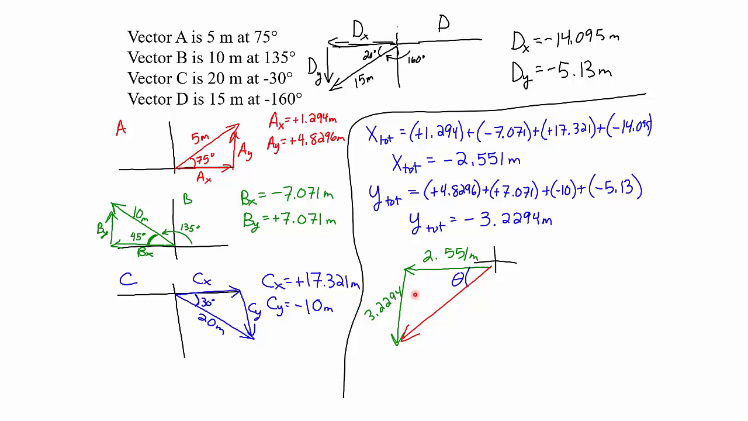And when I do this, I'm going to just use the size of these components. Squaring a negative makes it positive anyways, but here in this triangle, 2.551 meters to the left means that the size of this side is 2.551. So if I do 2.551 squared plus 3.2294 squared and take the square root, that gives me the magnitude of my vector, which is 4.1154 meters.